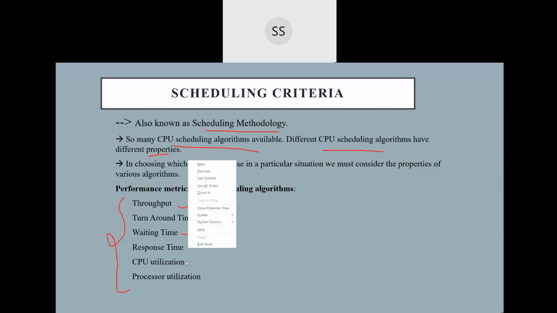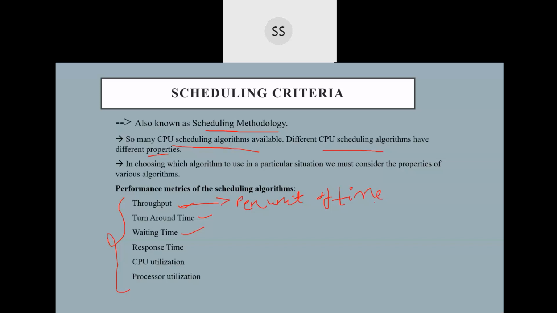First of all, throughput. Throughput measures how many processes have been executed per unit of time. So in throughput, we are observing how many processes have been executed per unit of time. Each process is considered based on the time.